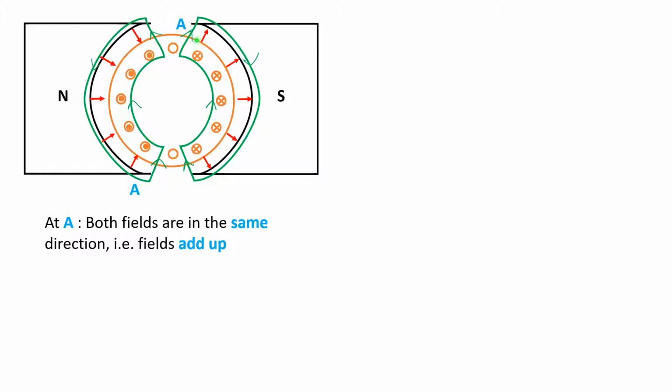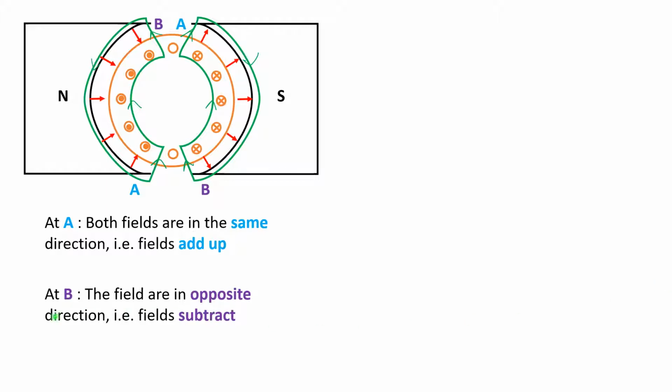Both the armature magnetic field, the green arrow, and the red arrow, which is the main magnetic field, are both pointing in the same direction. This means the fields add up, and this also happens at the bottom left side. While at point B, which is on the top left, you find that the main magnetic field and the armature magnetic field are flowing in opposite directions.